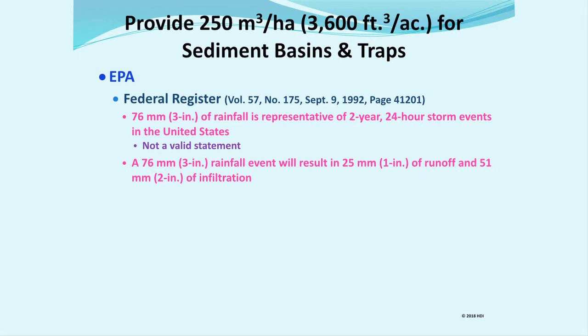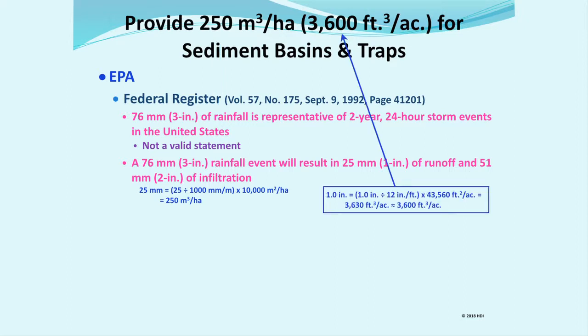3 inches of rainfall will result in 1 inch of runoff and 2 inches of infiltration. And by the way, that particular value, this is how they got that number for 250 cubic meters, because 25 millimeters is about 1 inch. And this is what we did for 3,600. It actually comes out to be 3,630 cubic feet per acre. We rounded off to 3,600. Now you know how to have calculated it if you indeed ever needed to.